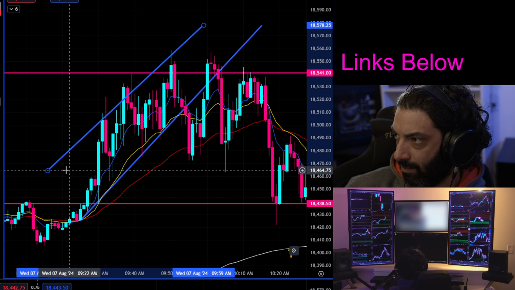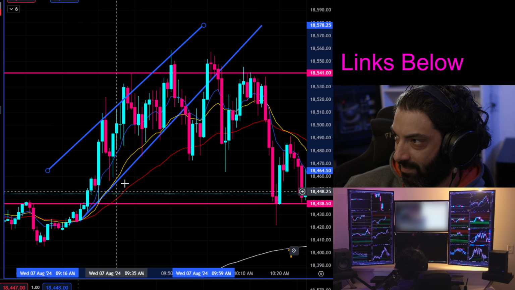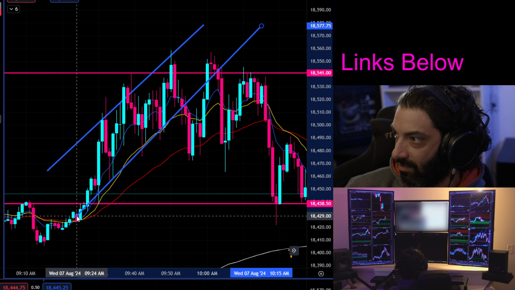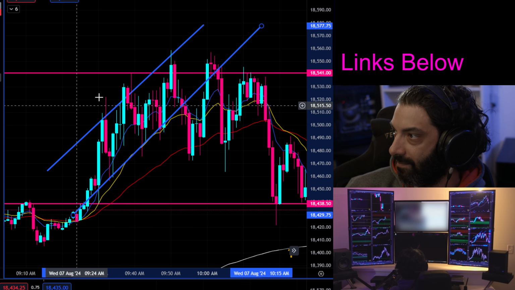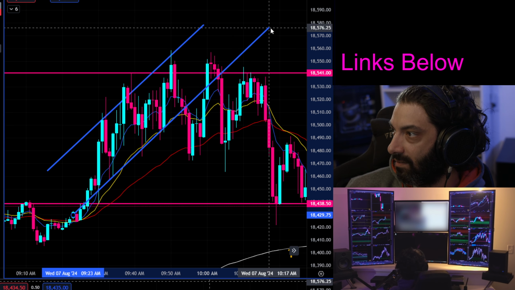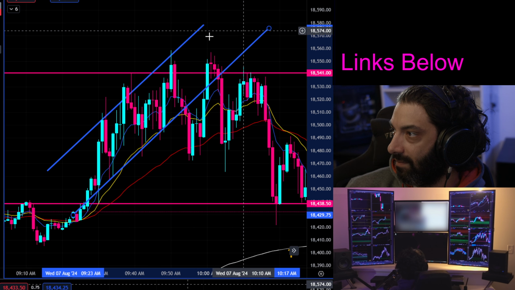I could just draw the upwards channel. So we have this upwards channel going on, right? I like to make it so it touches all the wicks like that. So we have this upward trajectory channel going on here, right? Like that.